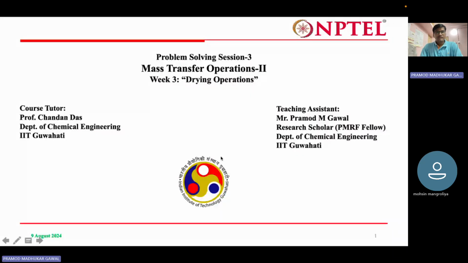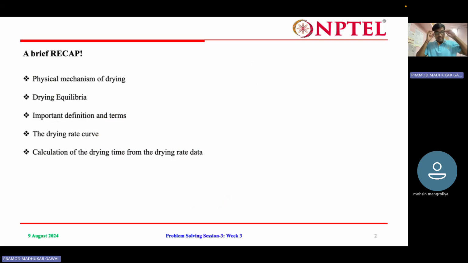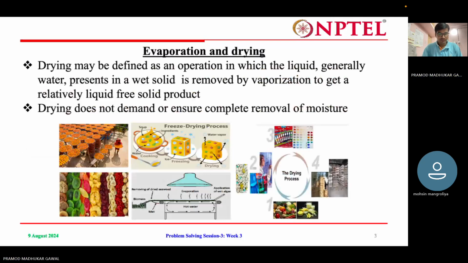So good evening all. Today we will see problem solving session 3 on the topic drying operations. Here is a brief recap: physical mechanism of drying, then drying equilibria, then important definitions and terms, then the drying rate curve, then calculation of the drying time from the drying rate data.